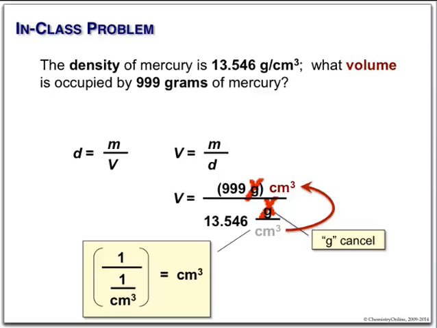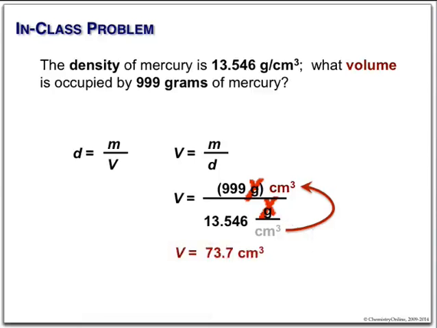So our math here is very simple. We're going to take 999 divided by 13.546, and we get 73.7 cubic centimeters. Our first number here has 5 significant figures, doesn't it? This one only has 3. That's division. Therefore, we have 3 significant figures in our answer.